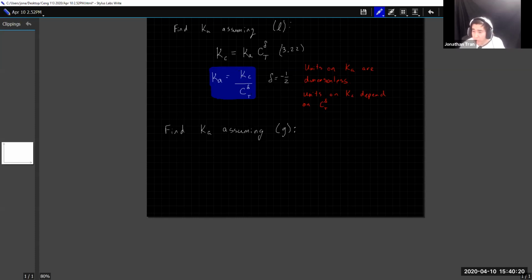So another question, would it change your Ka value though? You just mentioned that it would change Kc. Yes, it would change your Ka value because Ka is, in this case, dependent on Kc. So if Kc changes, Ka changes, yes.